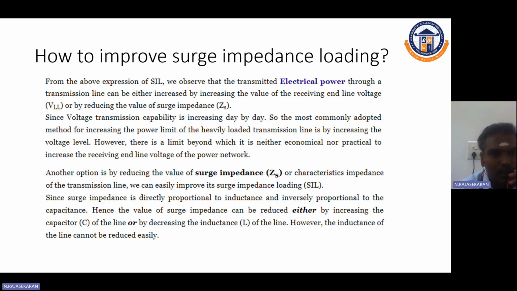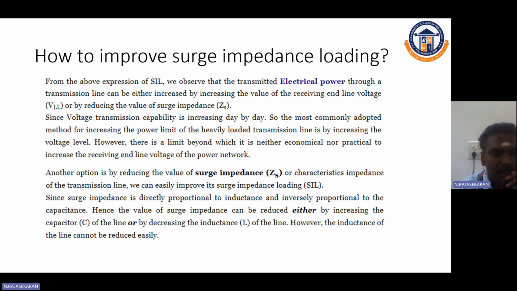Since the voltage transmission capability is increasing day by day, the most commonly adopted method for increasing the power limit of a heavily loaded transmission line is increasing the voltage level. However, there is a limit beyond which it is neither economical nor practical to increase the receiving voltage of the power network. Day by day the voltage requirement is very high, so we cannot reduce the transmission line voltage for a certain problem. This is not the logical thing. So we have to go with the alternate solution.